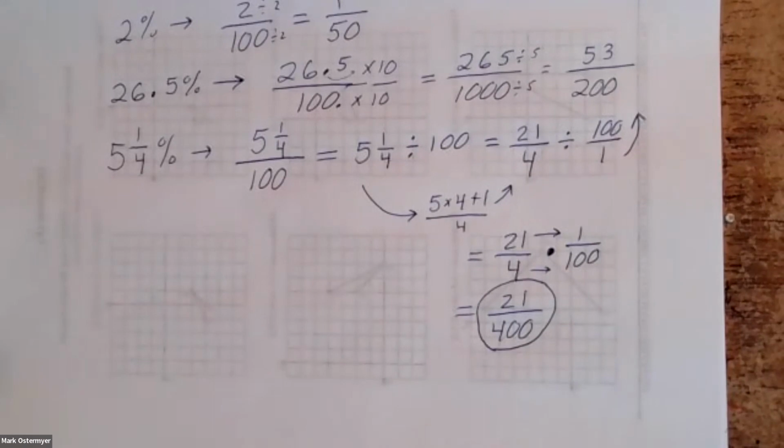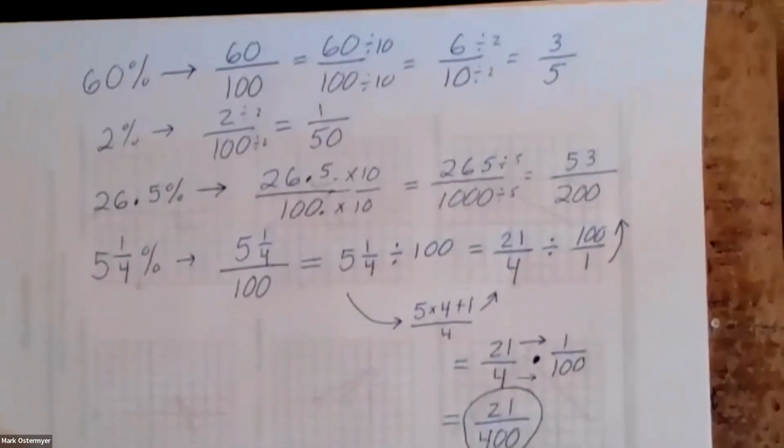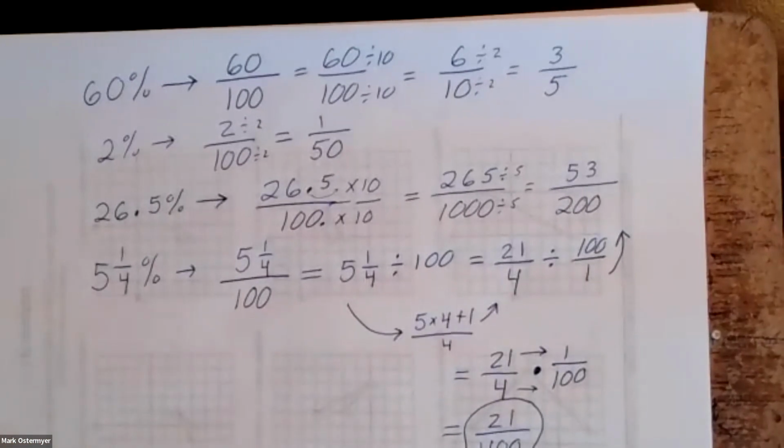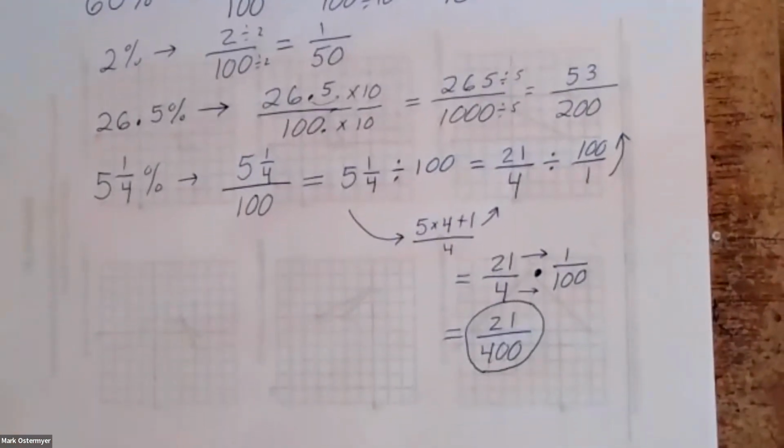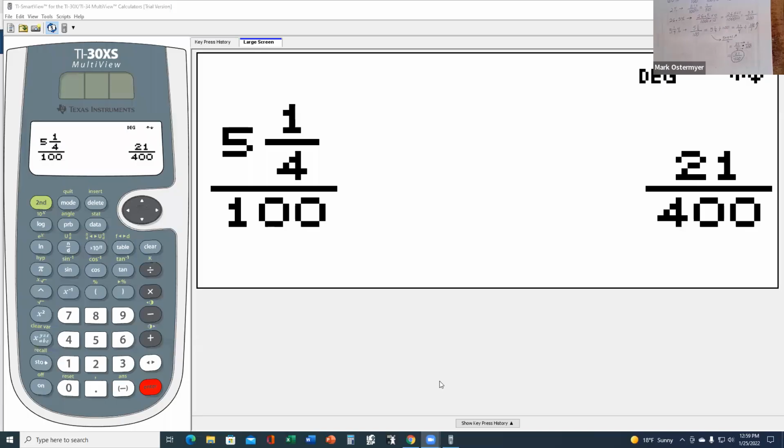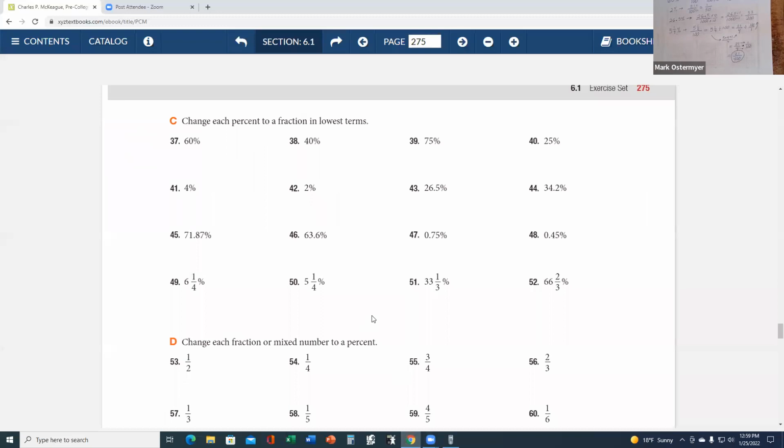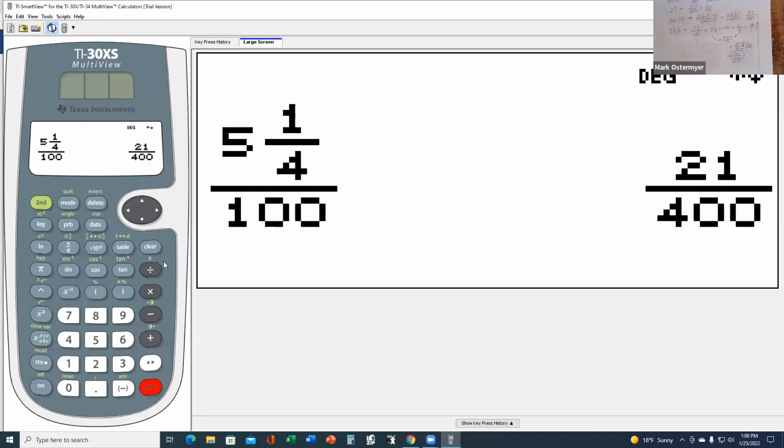All righty. Okay, so any questions on how we convert a percent into a reduced fraction? All right, let's go back to our textbook here and move on, see what else awaits us. I'll tell you what, try this one, 66 2/3%. How would we turn that into a reduced fraction? 66 2/3%. And we can use our calculator here.